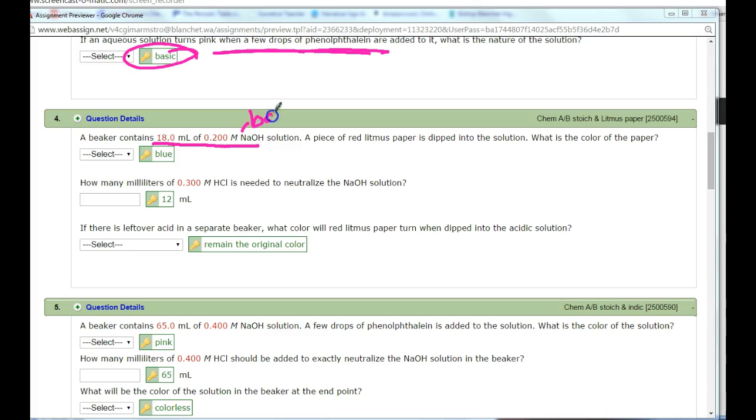It remains colorless. So a beaker contains 18 milliliters of 0.200 molar sodium hydroxide. Sodium hydroxide is a base. If you put red litmus paper in there, what color is that paper going to turn? Red will turn blue in a base.